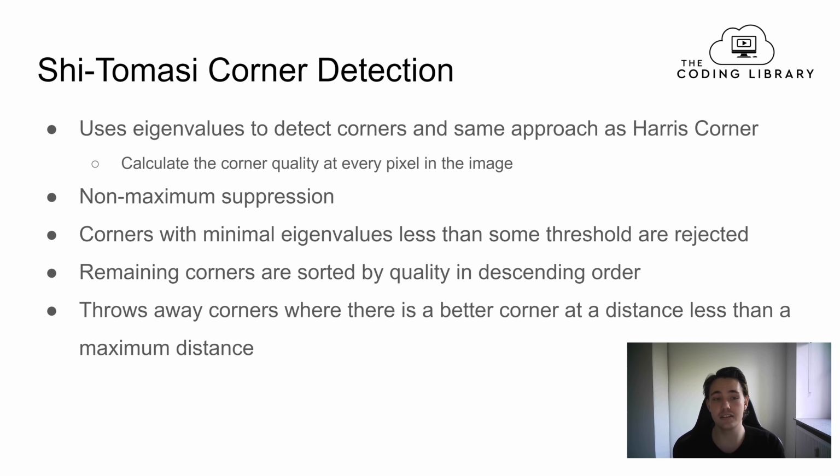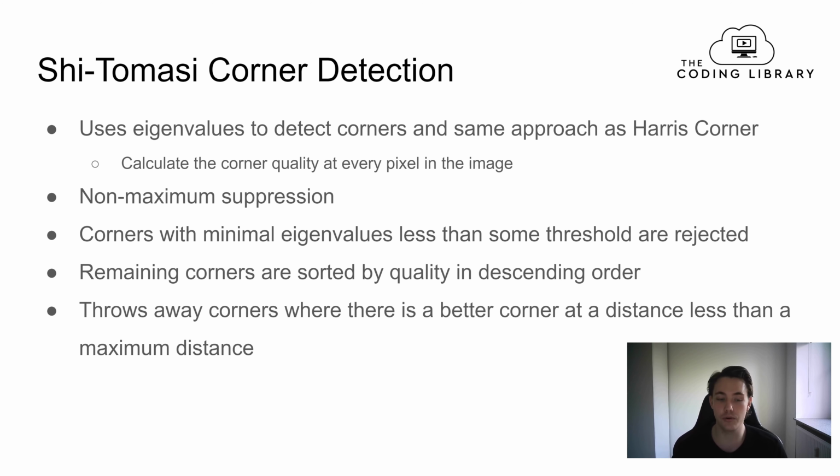The next and last corner detector we're going to talk about in this video is the Shi-Tomasi corner detector. It uses eigenvalues, as we just talked about, to detect corners, and it takes the same approach as the Harris corner detector. It calculates the corner quality at every pixel in the image, and then we specify whether it is a corner or not by some threshold. It uses non-maximal suppression, as we already talked about, and corners with minimal eigenvalues less than some threshold are rejected.